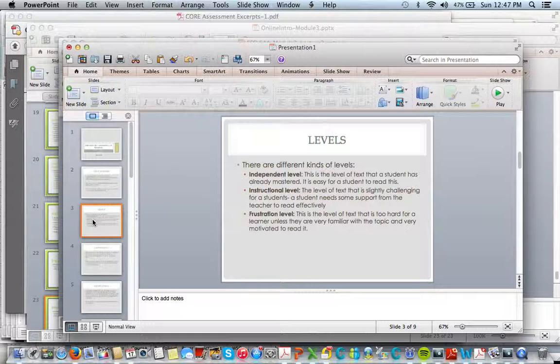Independent, what is their independent level? And when we ask that question, what is their independent level, we usually give a grade level to indicate the level of text that they can read independently. So I would say, for example, this student's independent level is kinder, for example.